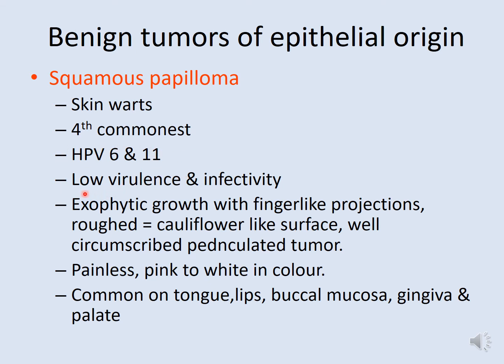Usually the oral manifestation is an exophytic growth with finger-like projections, which has a rough surface that resembles a cauliflower-like surface. It is well circumscribed and most of the time is a pedunculated lesion. These lesions are painless, pink to white in color depending on the amount of keratin produced on the surface. They are common on the tongue, lip, buccal mucosa, gingiva, and the palate.